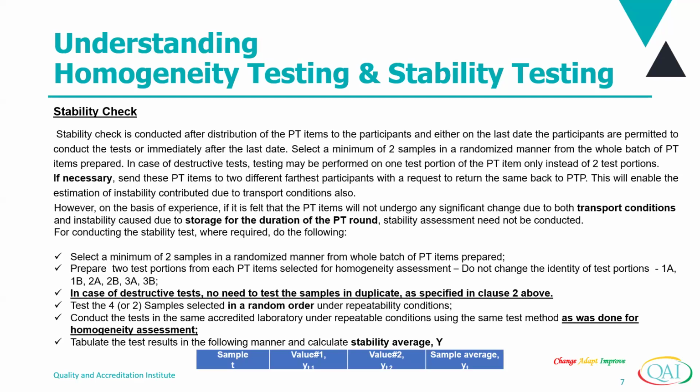Further, select a minimum of 2 samples in a randomized manner from the whole batch of PT items as we discussed before, and you have to follow the same process you adopted for the homogeneity assessment at the initial stage, and you have to compare your data to your homogeneity and assigned value. If it comes out as satisfactory performance in the stability check, you can go ahead with the finalization of your report with the Z score or Z prime, or it could be an EN value.